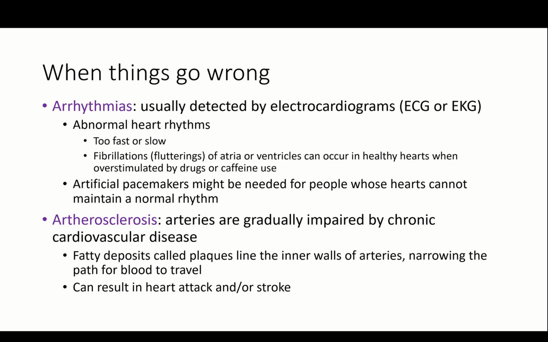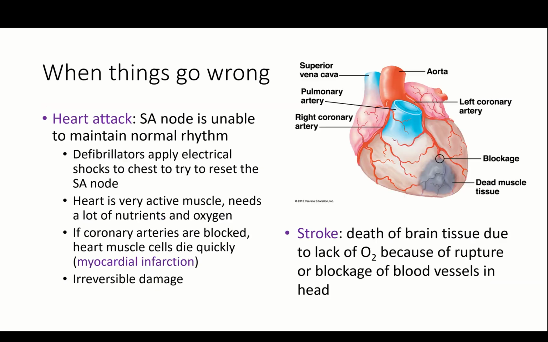Another problem that can happen is called atherosclerosis. What happens here is that the arteries are gradually impaired because of chronic cardiovascular disease. You will have fatty deposits called plaques that line the inner walls of the arteries, and they obstruct the flow of blood because they narrow the path in which that blood can travel. Those plaques can dislodge or get trapped in places, which can result in a heart attack or a stroke if blood flow is completely blocked.